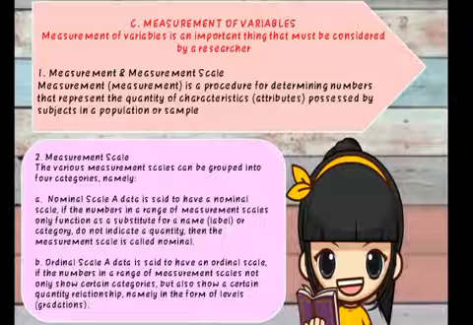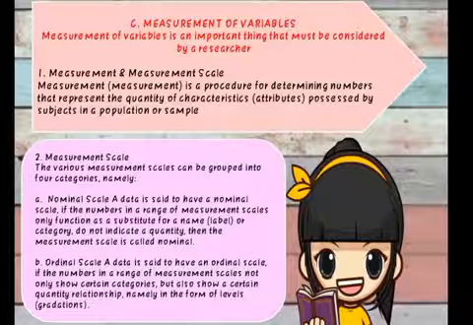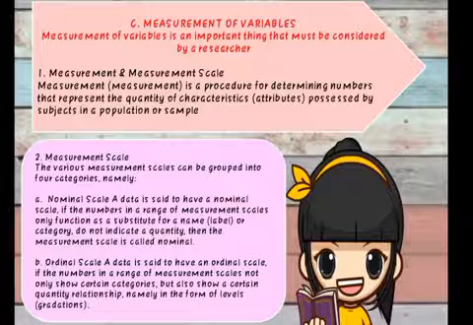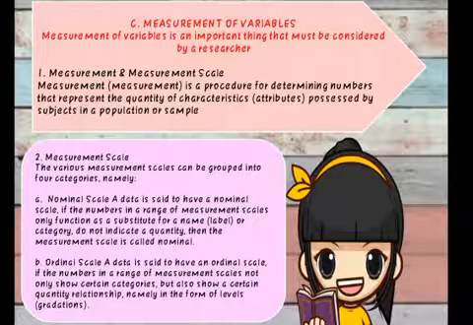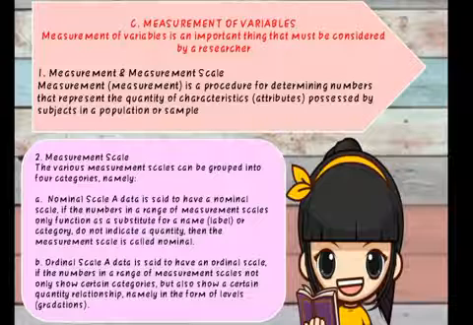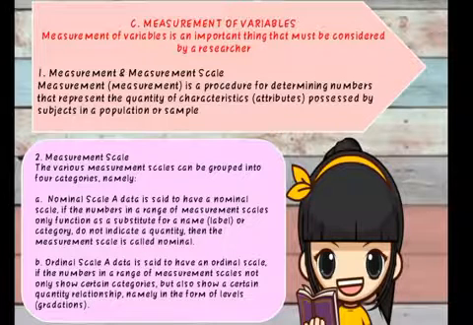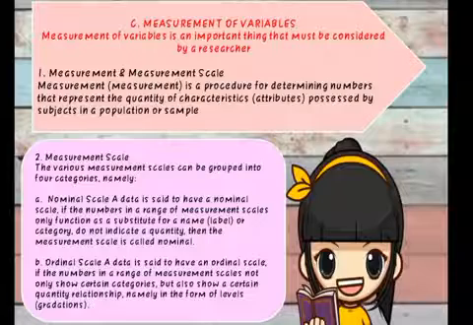Number 2. Ordinal scale. A data is said to have an ordinal scale if the numbers in a range of measurement scale not only show certain categories but also show a certain quantity relationship, namely in the form of levels or gradation.